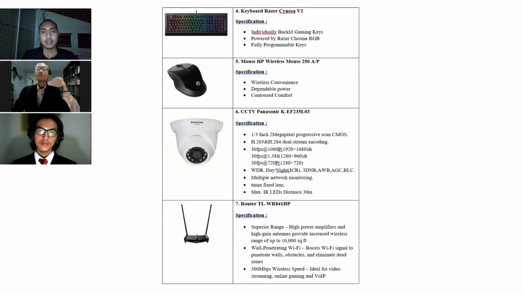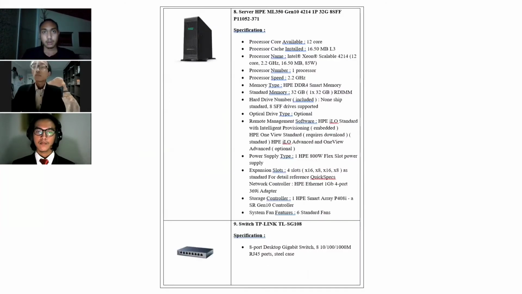6, we use Panasonic KEF235L03 CCTV. And for the router, we use TLWR841HP. It has a superior range while penetrating Wi-Fi and 300 megabyte per second wireless speed, ideal for video streaming and online gaming. And of course, inside the network topology, indeed, we need a server. For the server, we use HPE ML350 10th Gen. You can read the specification there.